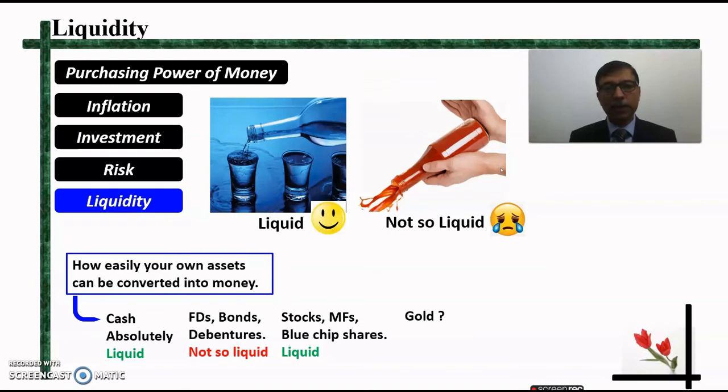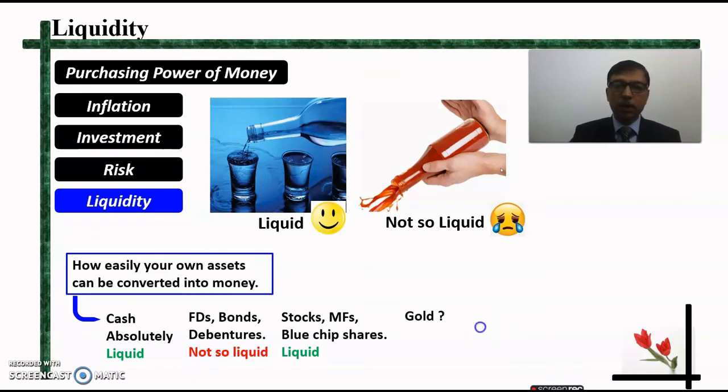But yes, nowadays gold is also available in the form of ETFs, or what are called exchange traded funds. Now, if you have gold in the form of exchange traded funds, which is in electronic form, then it is considered liquid, because again, like stocks and shares, you just have to press a couple of buttons on your computer and the money comes back into your account.